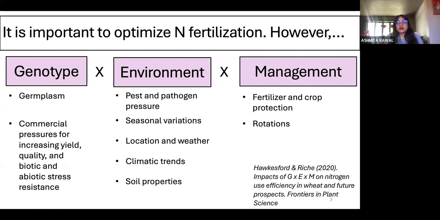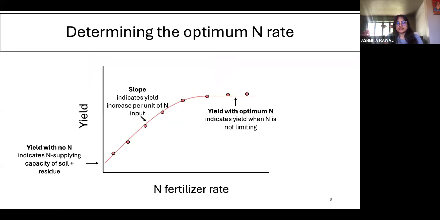One way of optimizing nitrogen rate is by determining the N rate based on yield in response to nitrogen fertilizer rate. We did that by fitting a quadratic plateau response curve to yield in response to nitrogen fertilization, and that can give us the agronomic optimum nitrogen rate, which is the break point between the quadratic and the plateau.